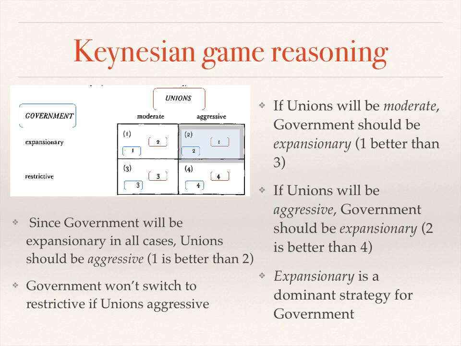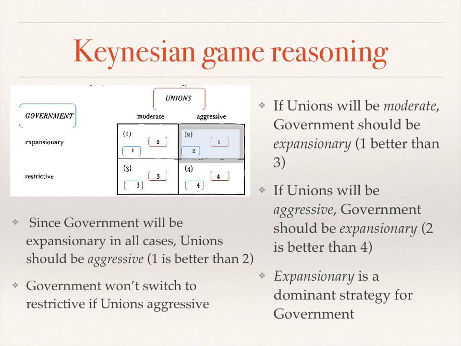Its second choice is expansion with aggressive wage demands. Its fourth choice is to be restrictive with aggressive wage demands. It's definitely going to pick its second choice. It's better than its fourth choice, so it's going to be expansionary. What that means, then, is that expansionary is a dominant strategy for government. Since government will be expansionary in all cases, unions should be aggressive. One is better than two.